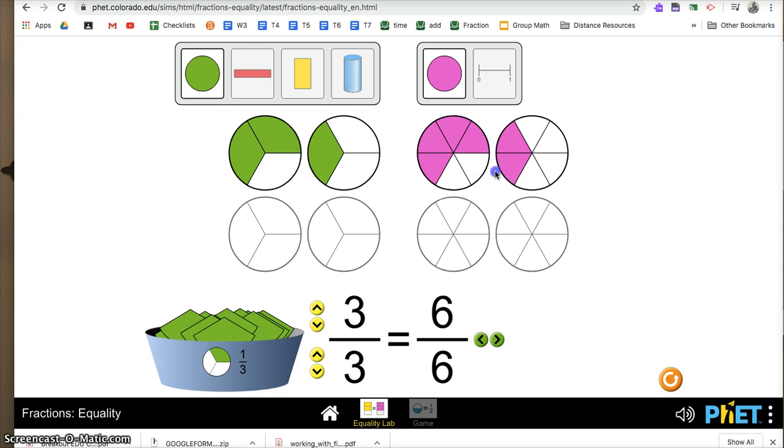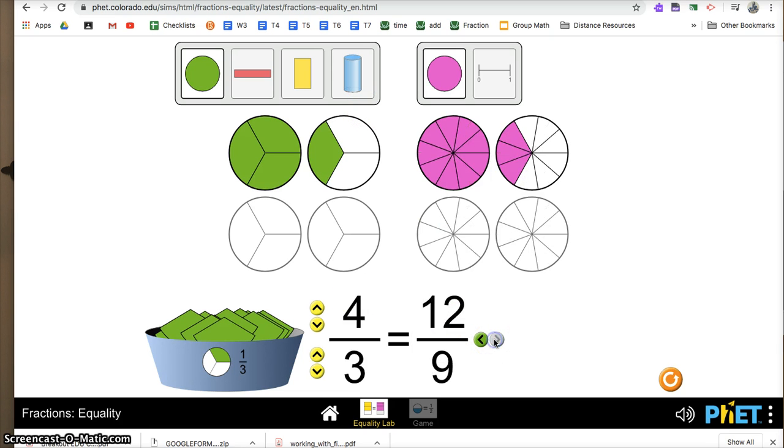So here, and oh, it's not going to let me move from that side. 1 whole, or 3/3, is the same as 6 sixes. Let's throw another third in there. And you can see that, depending on your visualization skills, each of these thirds has been cut in half to make sixes. So you can see that there's twice as many.